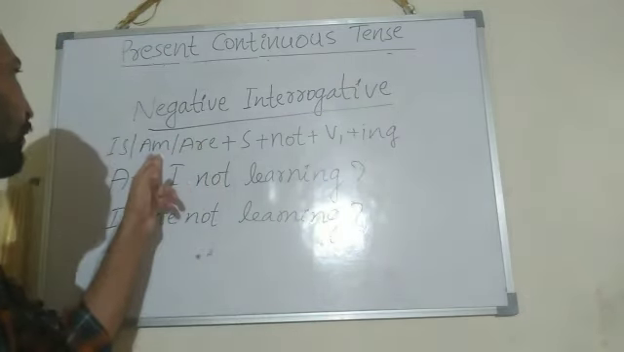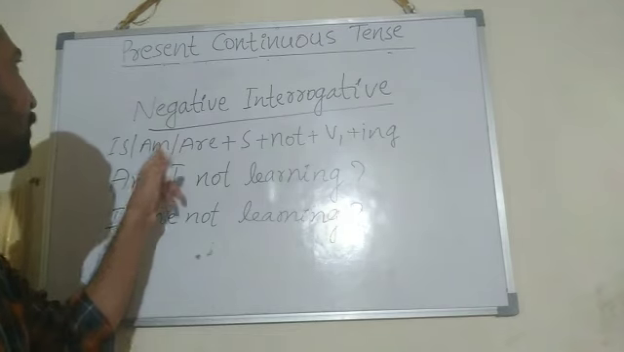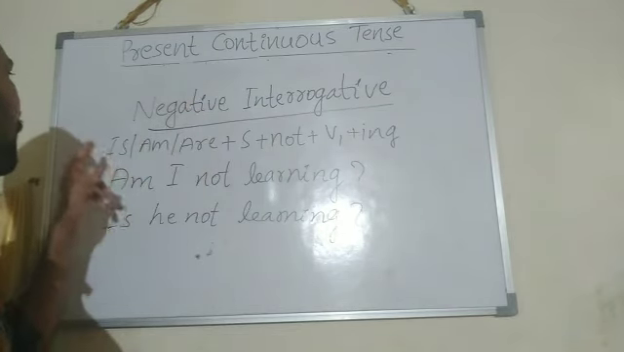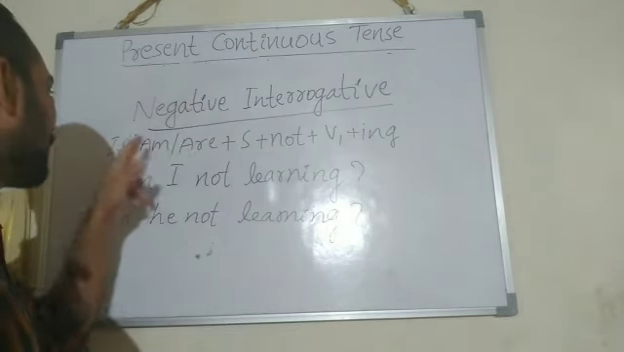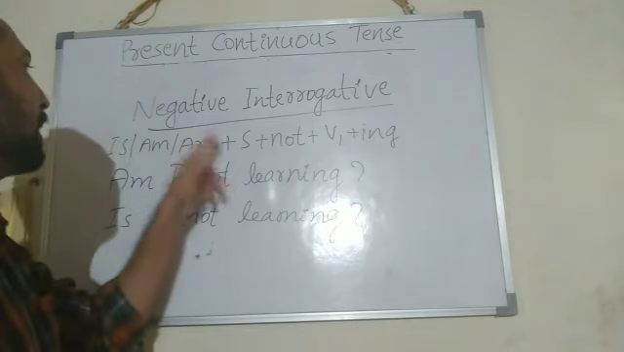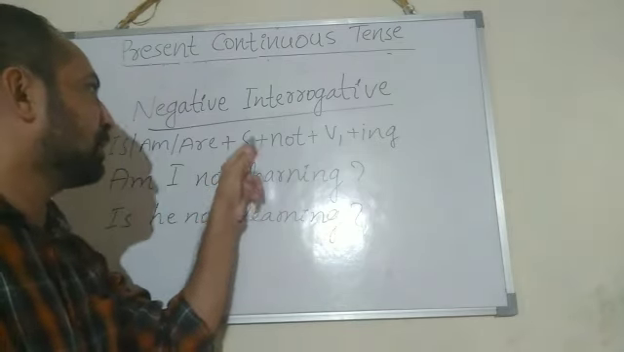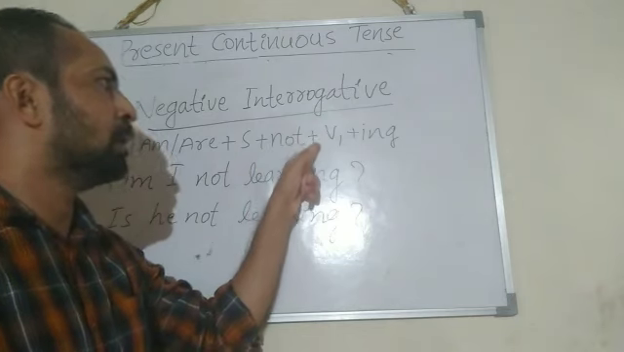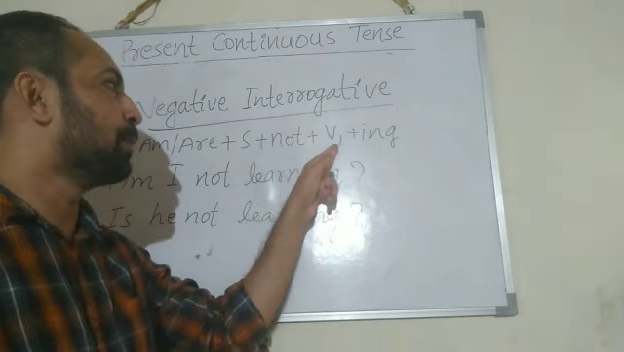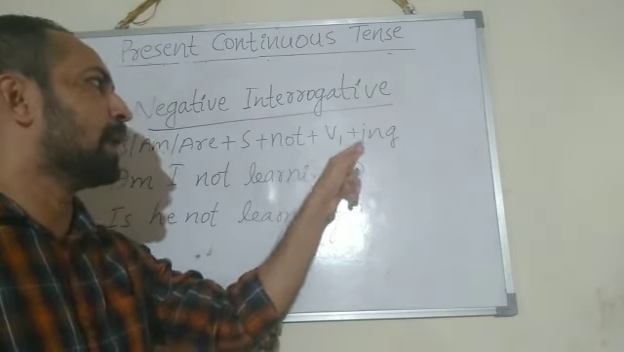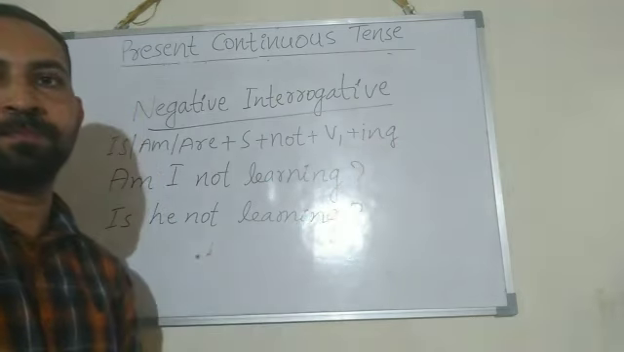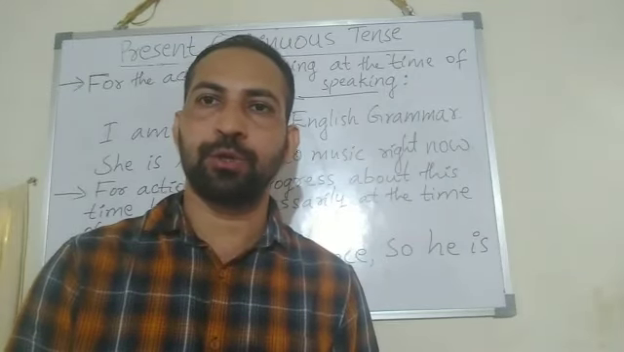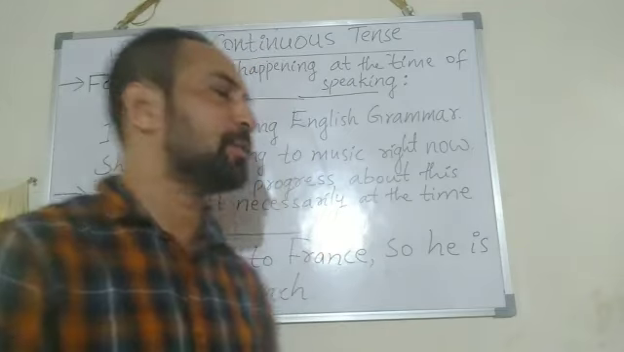The structure of negative interrogative sentence of present continuous tense is: am, are in the beginning of the sentence, then subject, then not, then V1 form of verb plus ing form. Now you have to learn when you should use this tense.